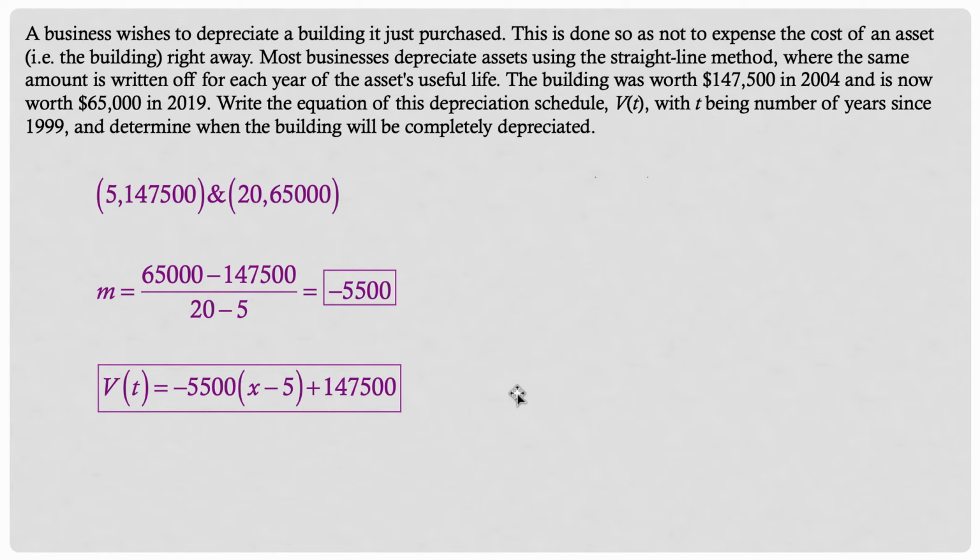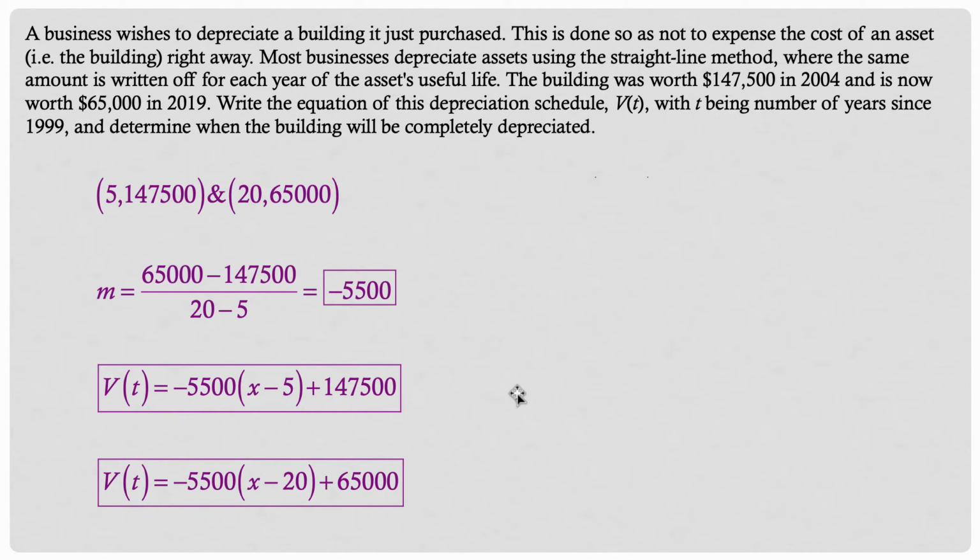Then I could choose either point in order to write my function in point slope form. So V of t is equal to negative 5,500 times x minus 5 plus 147,500, or V of t equals negative 5,500 times x minus 20 plus 65,000. Either one, it doesn't really matter which point that you use.